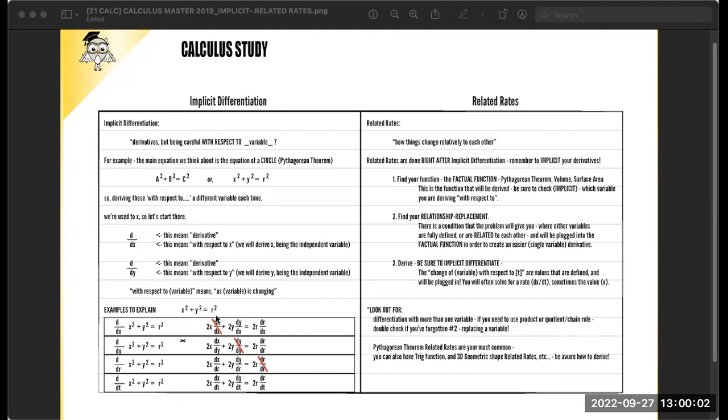But that's really what I wanted to go over today with you guys, get you guys the understanding of implicit differentiation and the underlying things for Calculus AB that you should have in place so far. Okay. Hope that was useful.